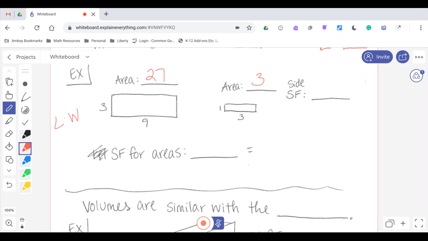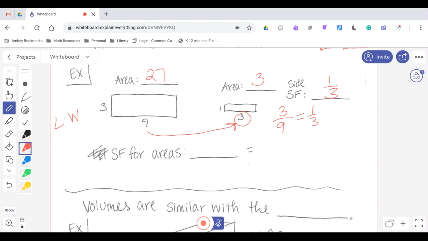And then it asks for the side scale factor. How am I getting from one side to the next? Okay. So my scale factor for my sides, if I'm going from the big one to the small one, is actually 1/3, or I'm dividing by 3. The way you could test that is to put the new shape over the old shape. So 3/9 is 1/3.